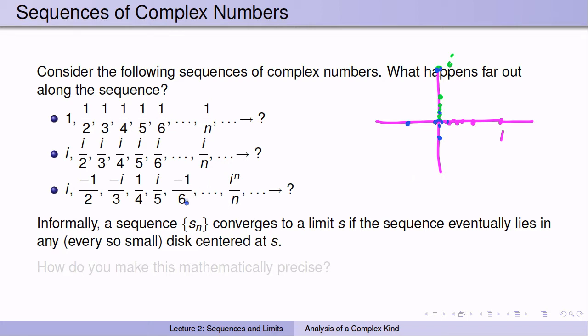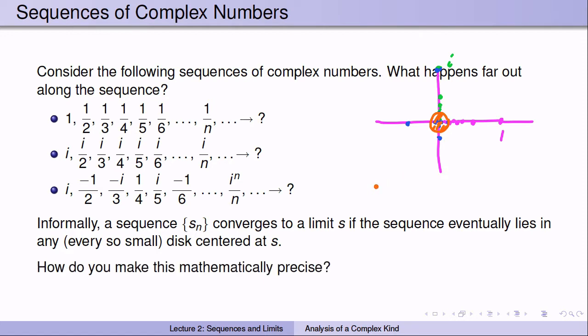Informally, we say a sequence Sn converges to a limit S if the sequence eventually lies in any ever so small disk centered at S. This means that no matter how small a disk I draw around the origin in this example, eventually, far enough out to the right, every element of my sequence is going to be somewhere in this little disk. And if I were to choose a smaller disk, I just have to wait a little bit longer, and eventually the sequence will be found inside that disk.